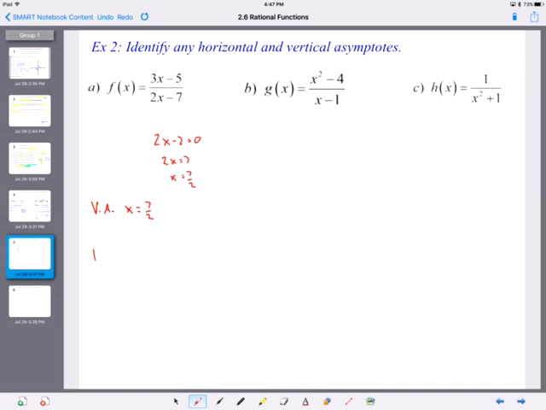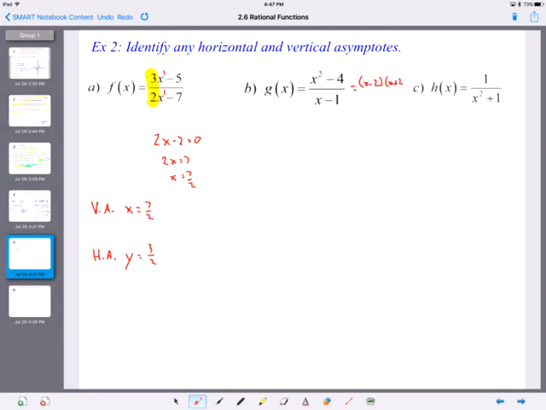Your horizontal asymptote has to do with your degree. The degree is 1 and 1. Your leading coefficients are 3 and 2. So your horizontal asymptote is at y equals 3 halves. And there you go. Alright, on the next example, we can factor the top.